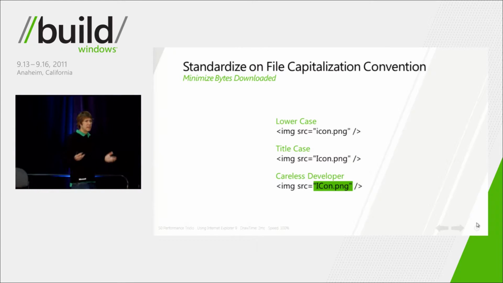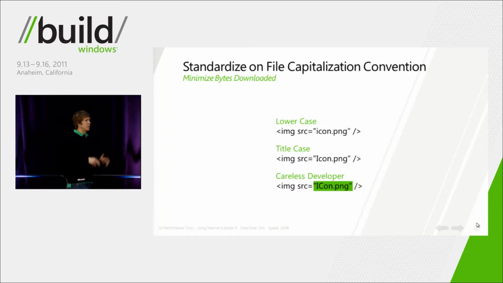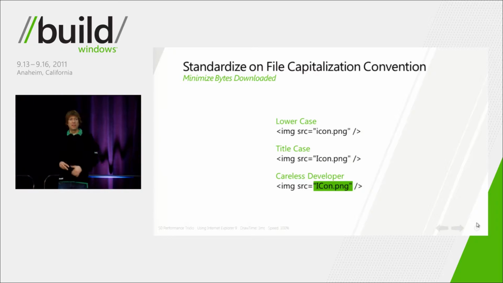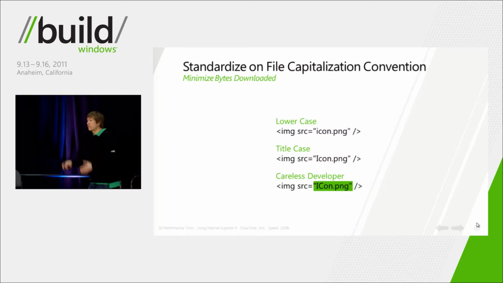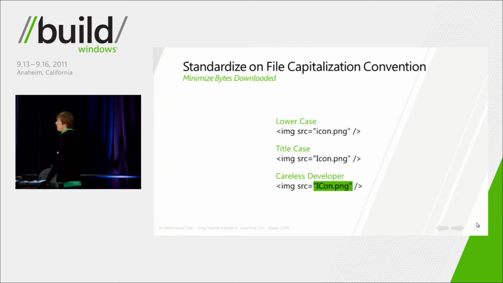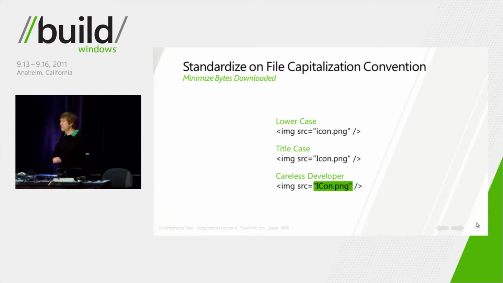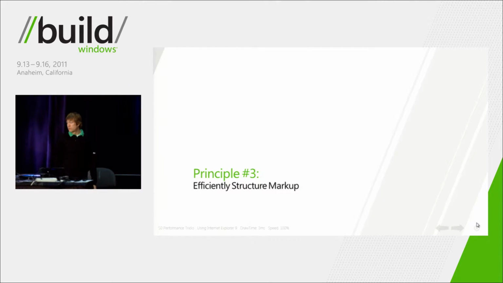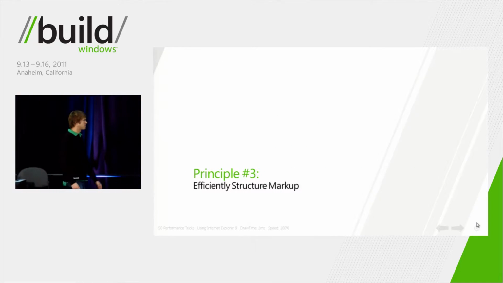These are three separate files stored on the local disk. These are three separate network requests. These are three separate requests that are competing for the resources that we talked about earlier. And so if you standardize on file capitalization, it can, in many cases, significantly improve performance.